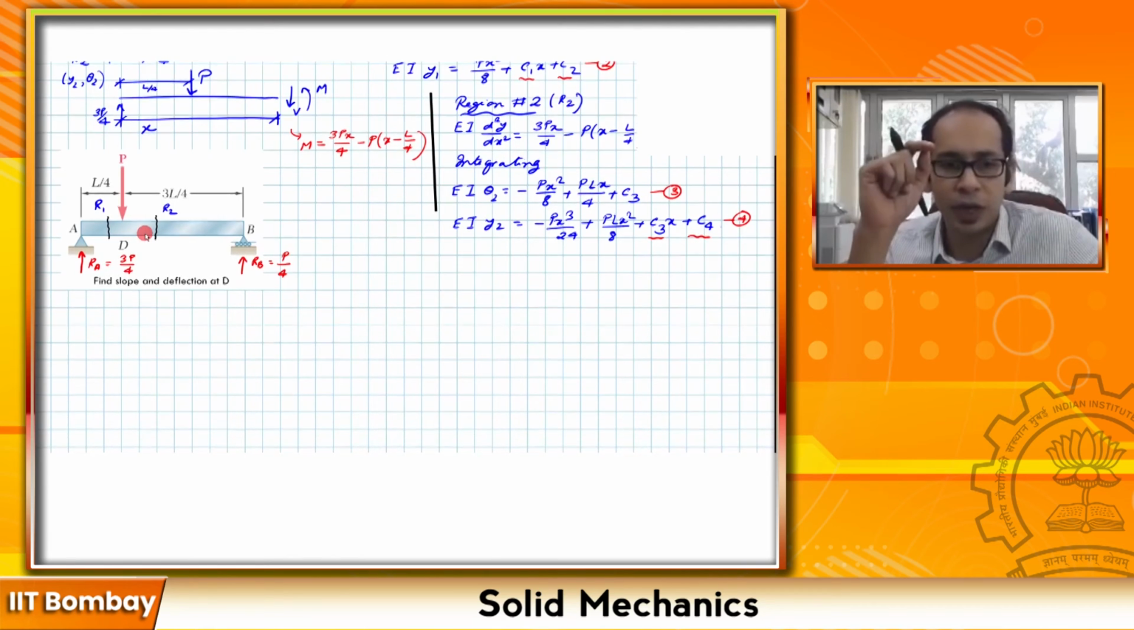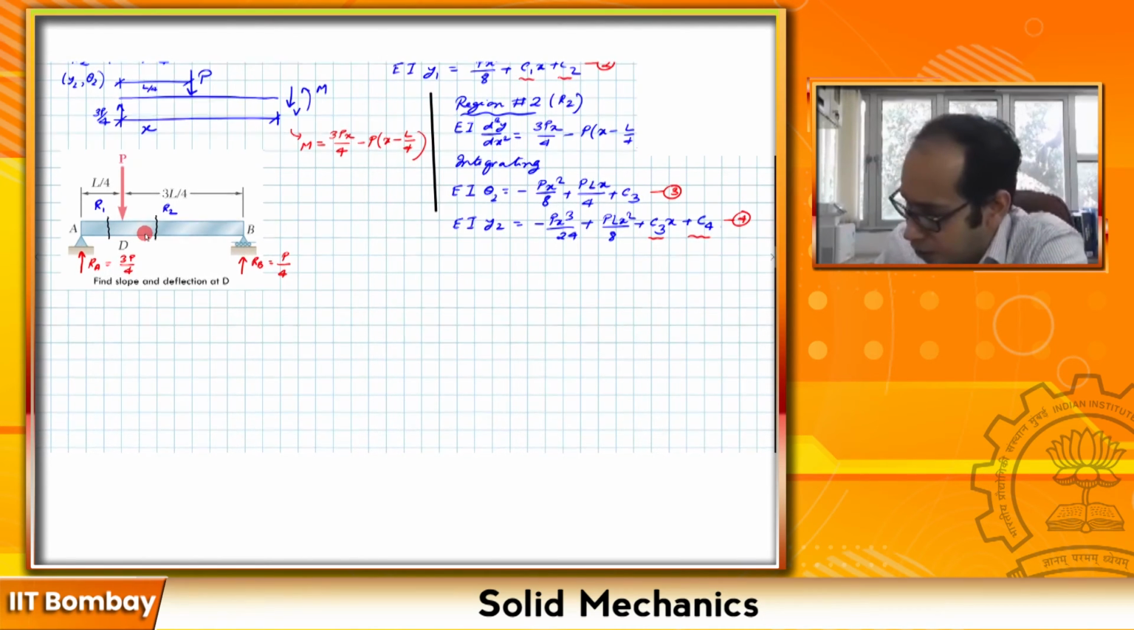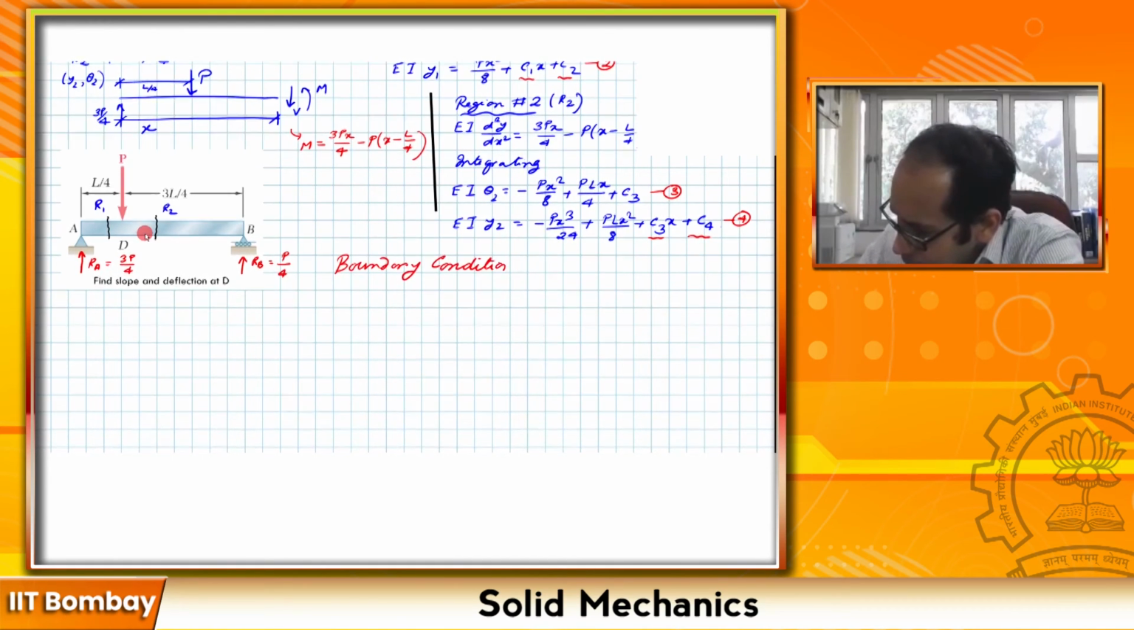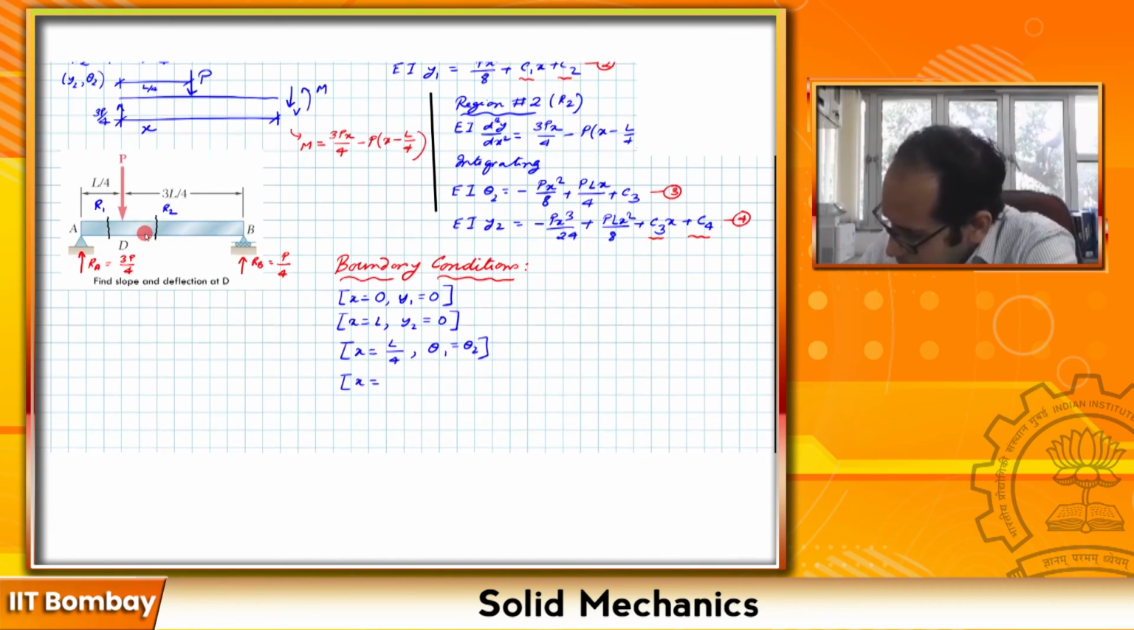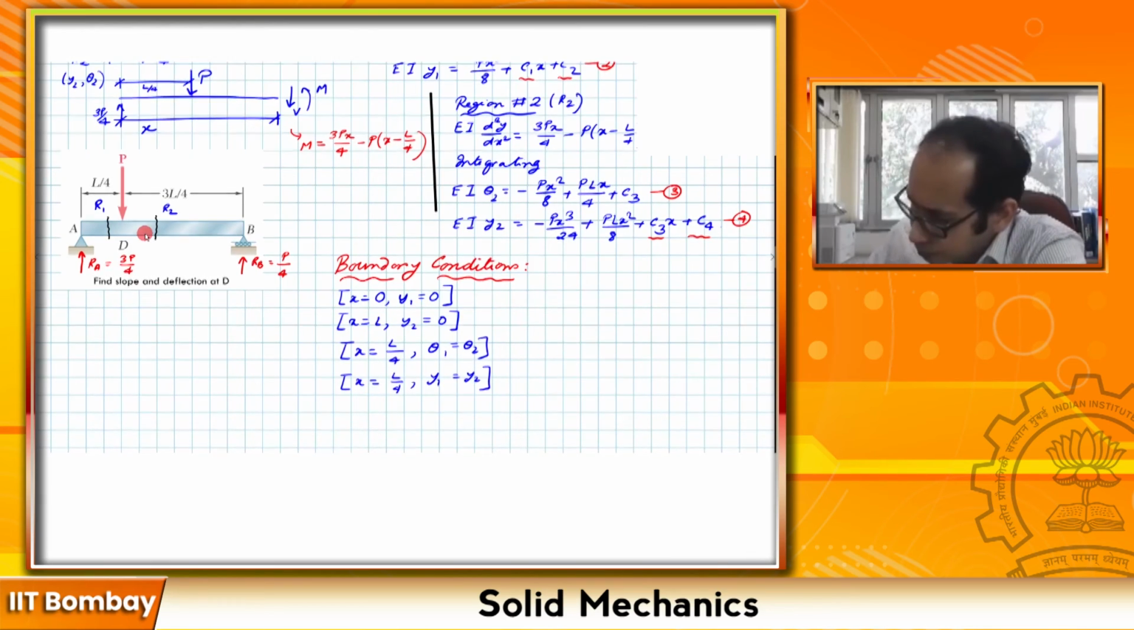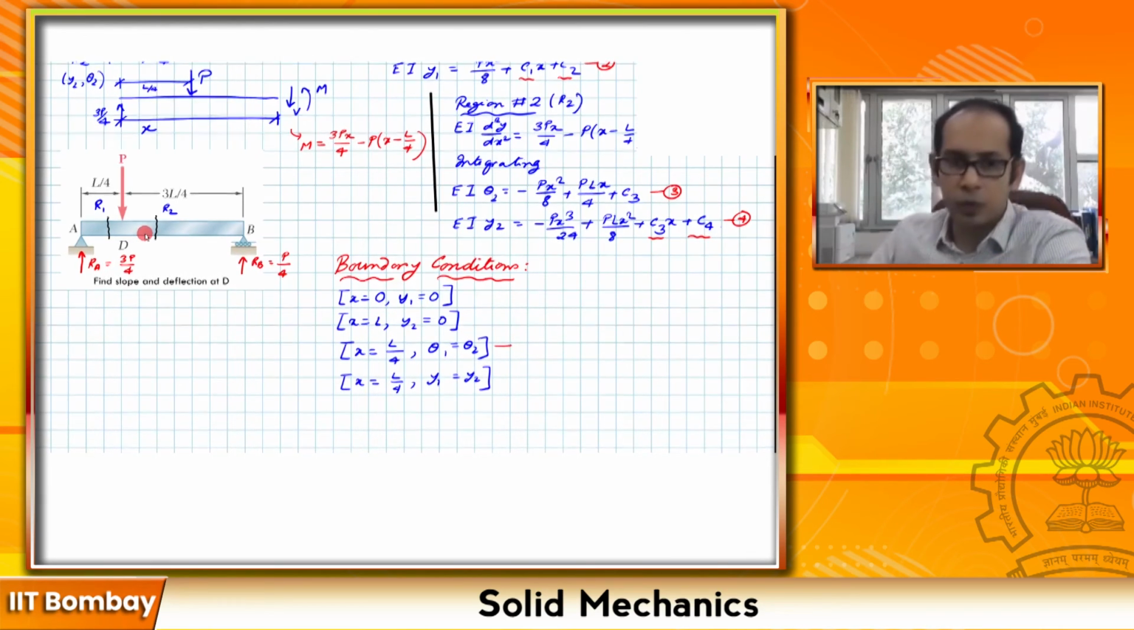So let's just go ahead and write down the boundary conditions that we have in this problem. Out of these expressions, these ones are the easy ones from the overall beam and the support conditions that we have. This one is the slope compatibility and this is the displacement compatibility.